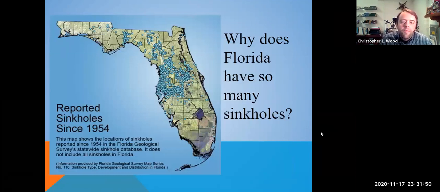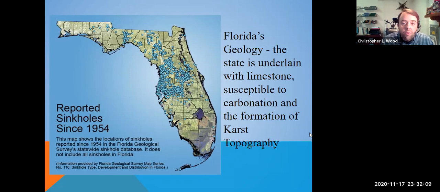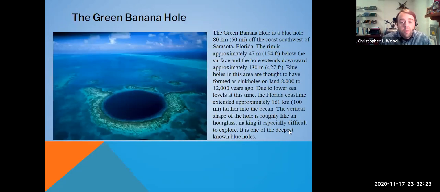Real briefly, let's talk about Florida. Why does Florida have a lot of sinkholes? This map shows reported sinkholes since 1954, and you can see the location of those, and there are a ton of them. So why do you think? If you answered limestone, you would be correct. It's the geology of Florida. The state has a lot of limestone underlying the soil, primarily susceptible to carbonation and, of course, the formation of karst topography.